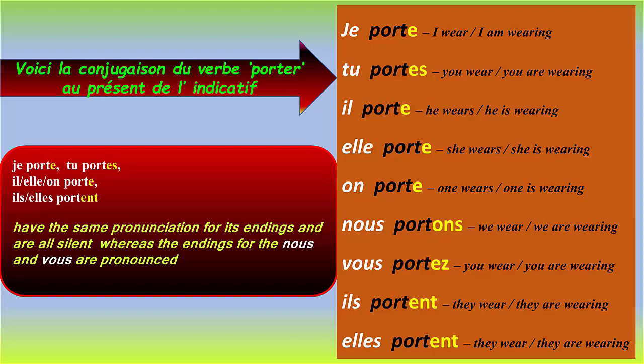So here the je porte, tu portes, il, elle, on porte and il, elle porte plural have the same pronunciation for its endings and are all silent, whereas the endings for nous and vous are pronounced.